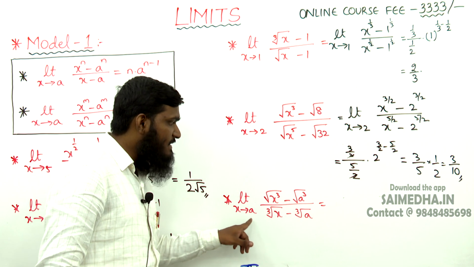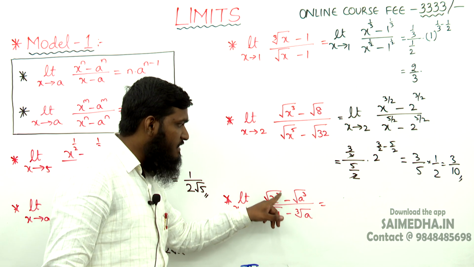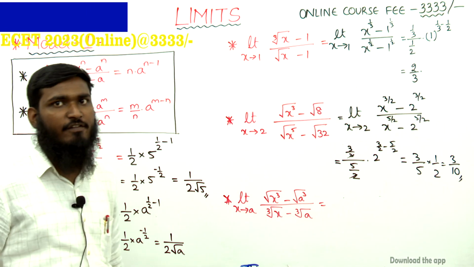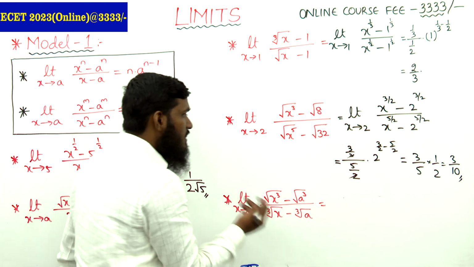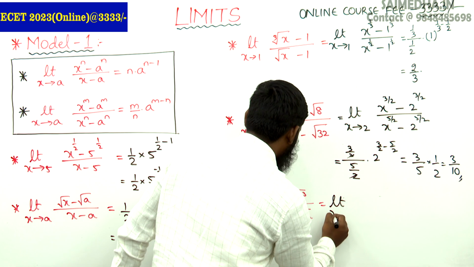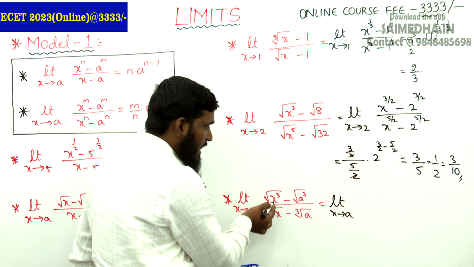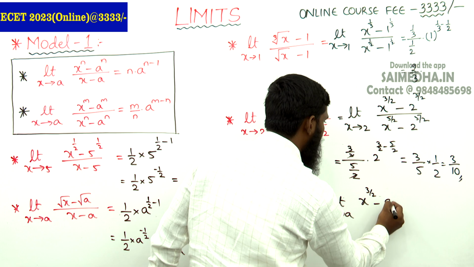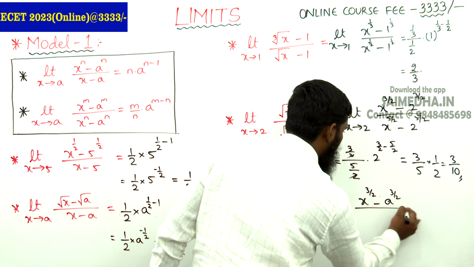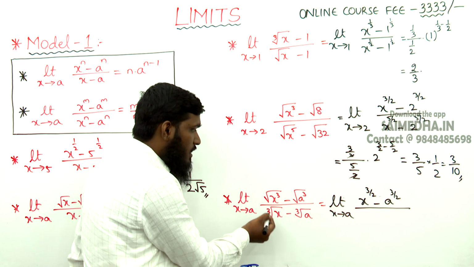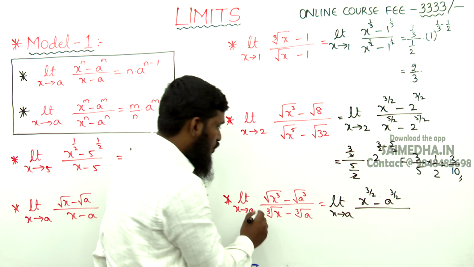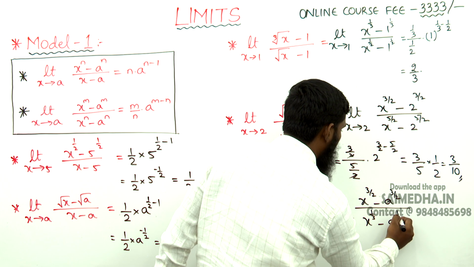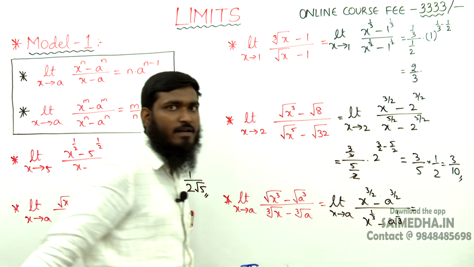Next part: limit x tends to a, root of x cube minus root of a cube divided by cube root of x minus cube root of a is given. Again, let us convert this question. Limit x tends to a we have taken, and this part becomes x power 3 by 2 minus a power 3 by 2, divided by, cube root of x is given, so cube root of x means x power 1 by 3 minus a power 1 by 3. Okay, we have written this part.